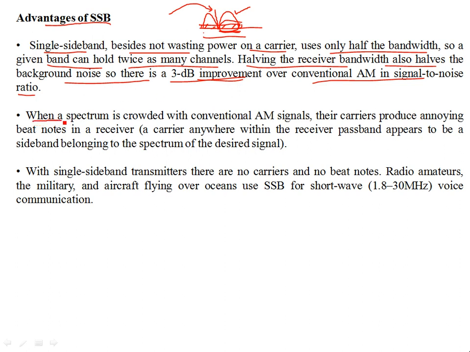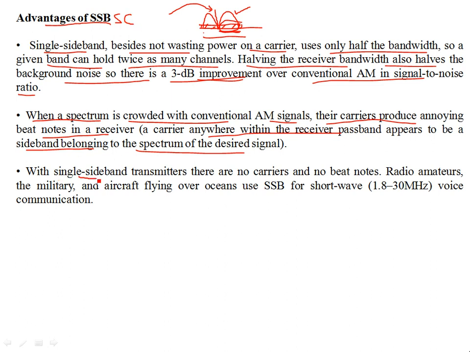So when a spectrum is crowded by conventional AM signals, their carriers produce annoying beats. They are beat notes in a receiver. So a carrier anywhere within the receiver passband appears to be a sideband belonging to the spectrum of the desired signal. But in single sideband suppressed carrier schemes, you don't have the carriers, right? So there are no beats.